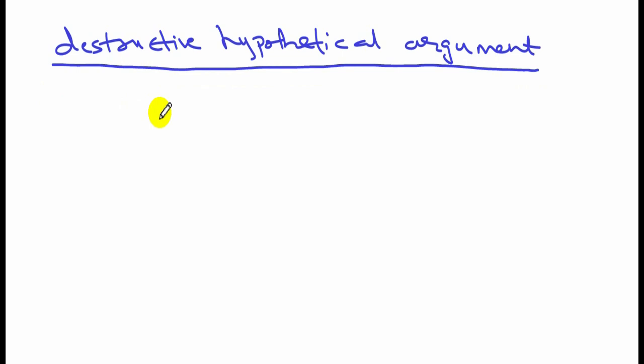So a destructive hypothetical argument is one in which the minor premise denies the consequent and the conclusion denies the antecedent. Okay, so it will be very clear with an example.